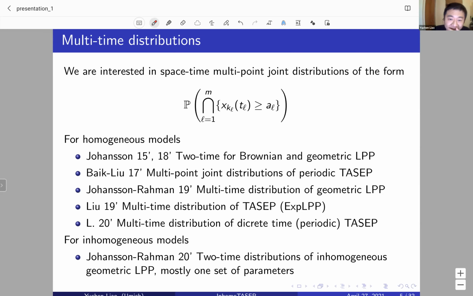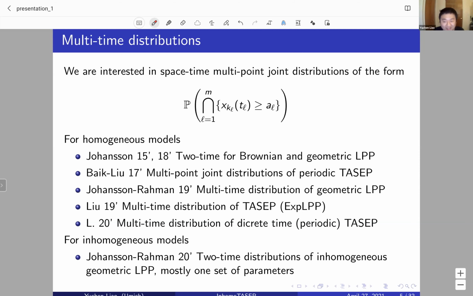To me, the first understandable or the first general result is obtained by Baik and Liu in 2017. But instead of studying this usual TASEP on Z or last passage percolation on the first quadrant, what they study is a periodic or ring version of the TASEP, where particles essentially move on a circle instead of on the infinite lattice. And that's maybe some of the motivation for this one basically comes from their work.